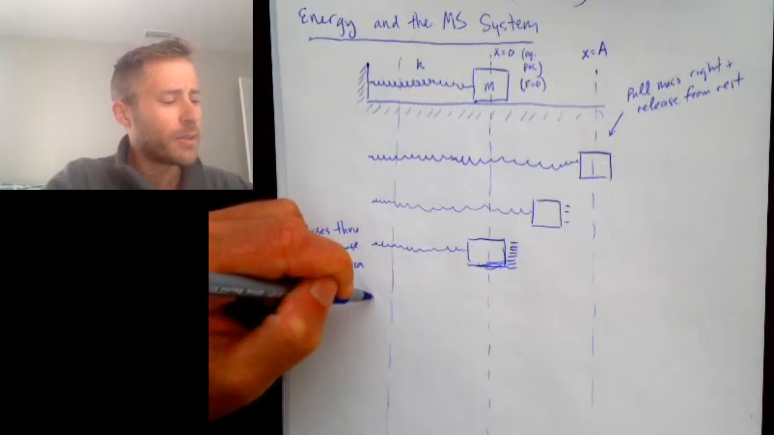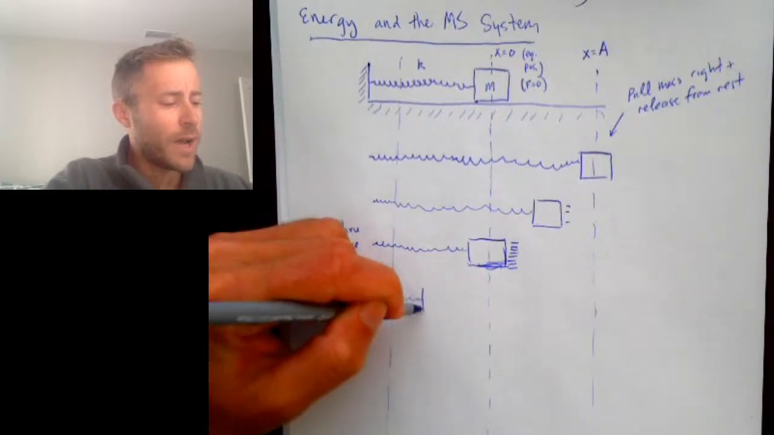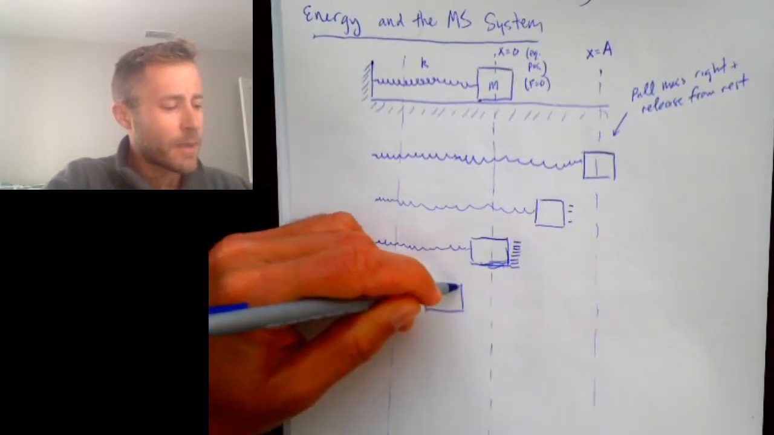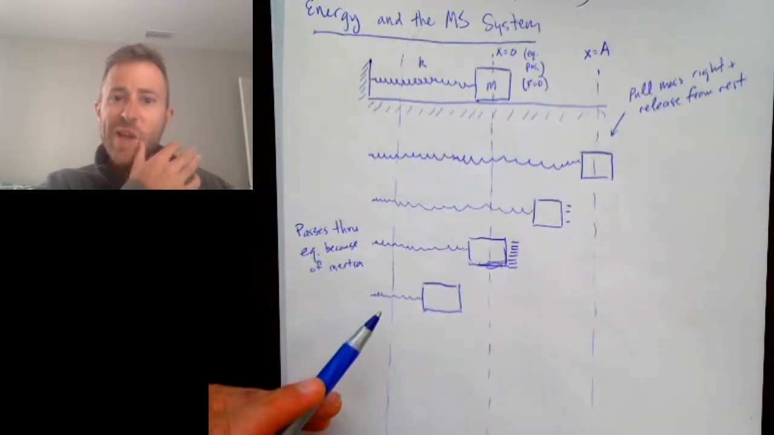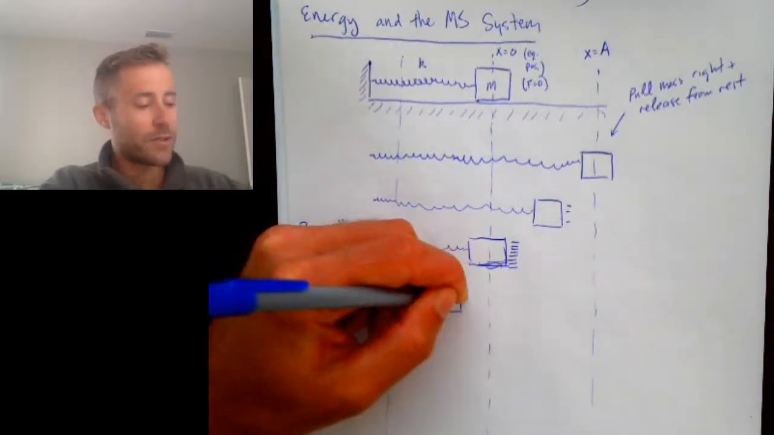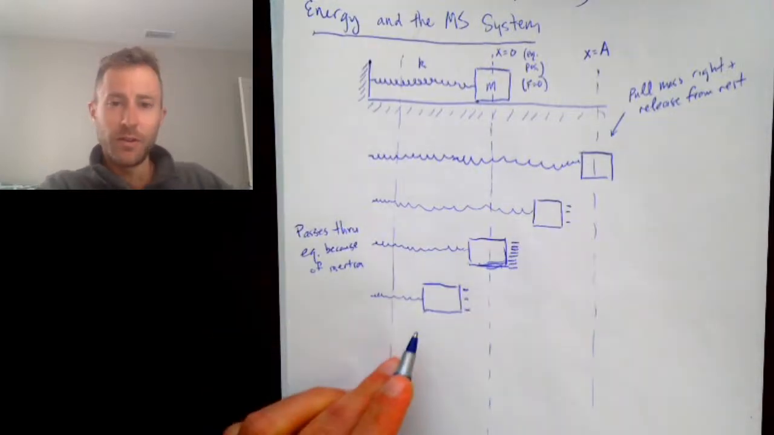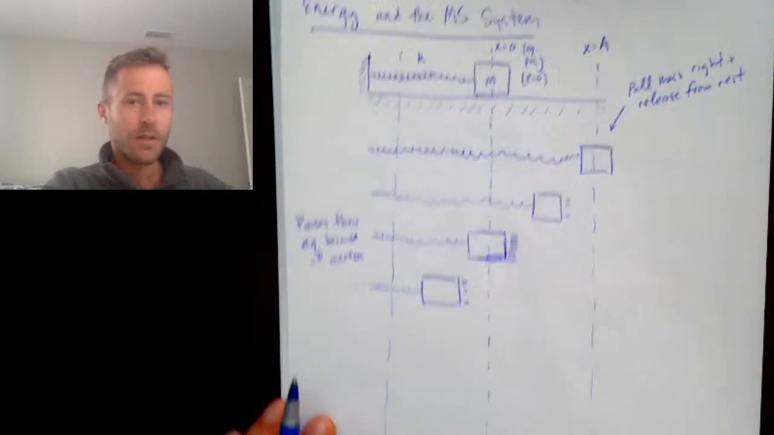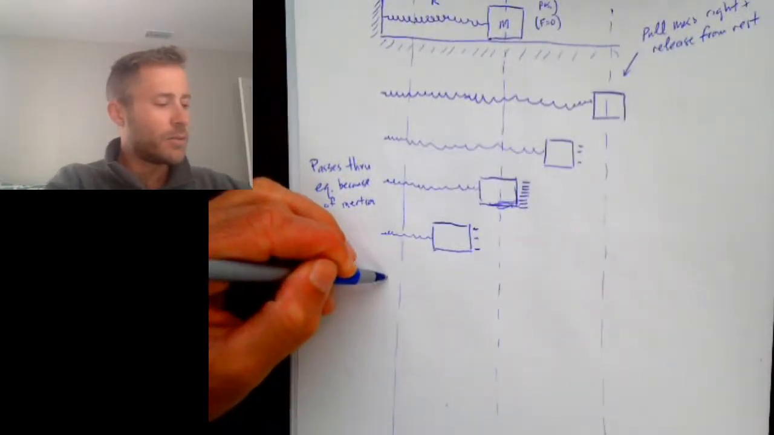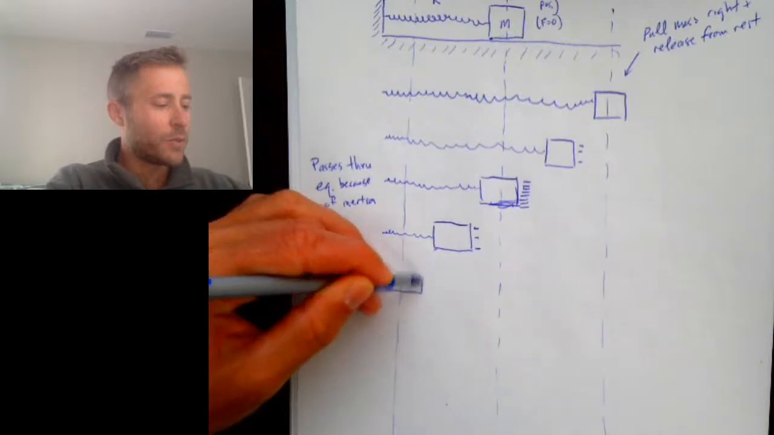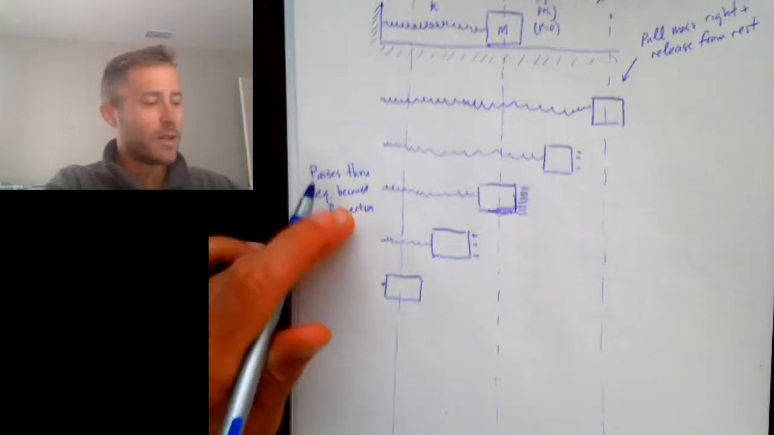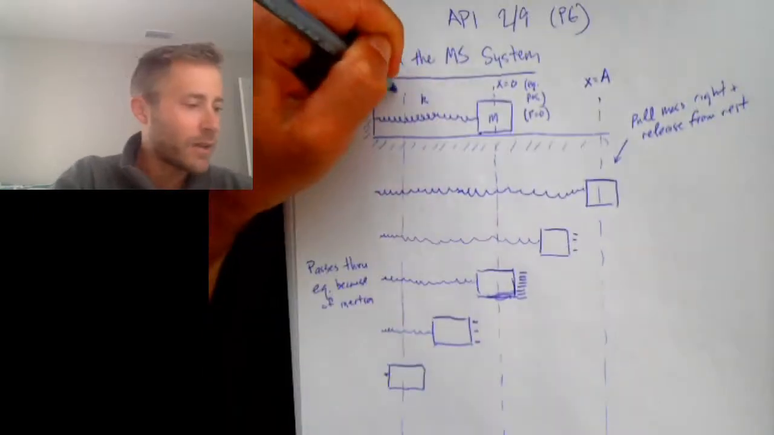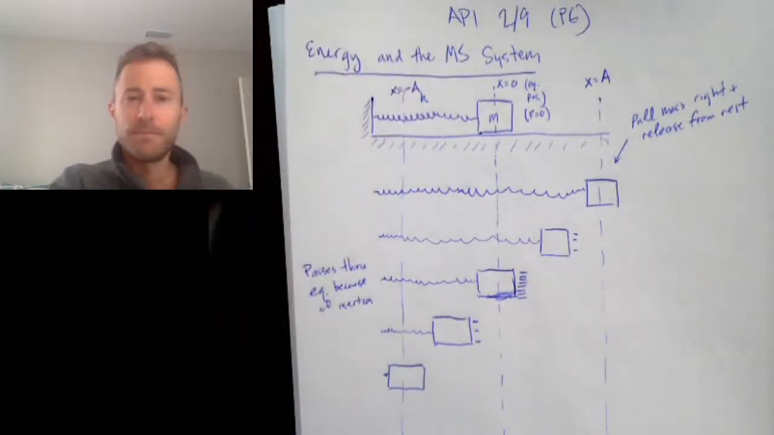And then it's going to pass through equilibrium. And once it passes through equilibrium, now the spring is starting to get compressed. Because the spring is compressed, that is going to slow the mass down. Now it's still moving to the left, but it's going to be slower. And then eventually it'll reach its leftmost point, where it has fully compressed the spring and it has no velocity whatsoever. That point is going to be at x equals negative A.